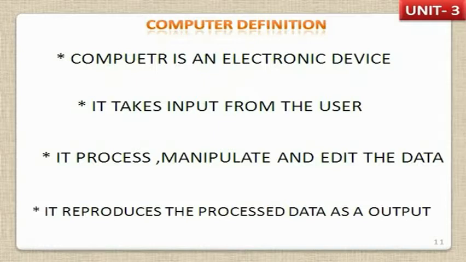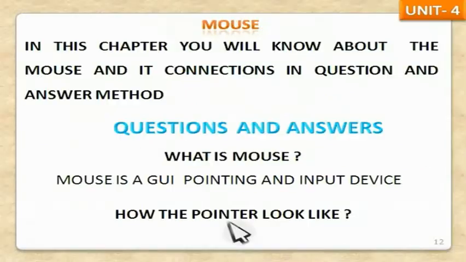It takes input from the user, it processes, manipulates and edits the data, it reproduces the processed data as output. This is a very important point. It reproduces the processed data as output. If this point is not written properly, you won't score the marks. That is unit 3, computer definition.